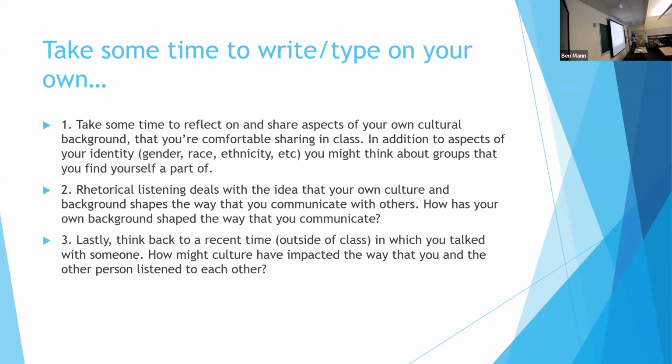For instance, you might think about certain things about your identity, things that you might be comfortable sharing related to gender, race, ethnicity, class, nationality, sexuality, sexual orientation, a whole bunch of things. Again, it's up to you to decide what you would want to share. And then you might also think about, in addition to things about yourself, the groups that you're a part of. For instance, what is your family structure? What are some of the activities or groups or organizations that you find yourself a part of or that are important to who you are, right?